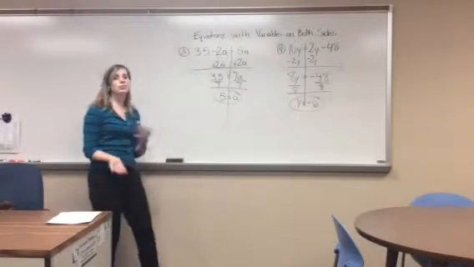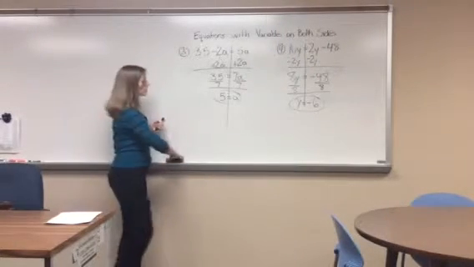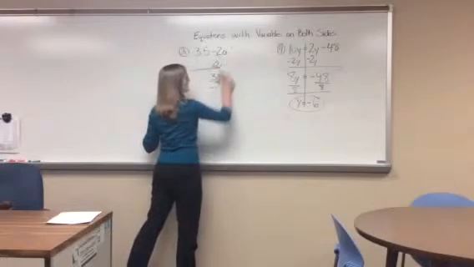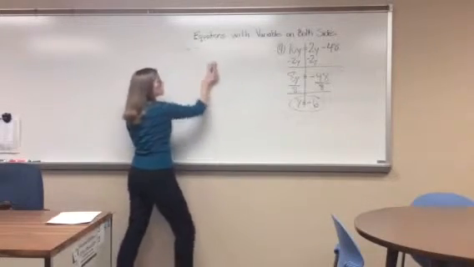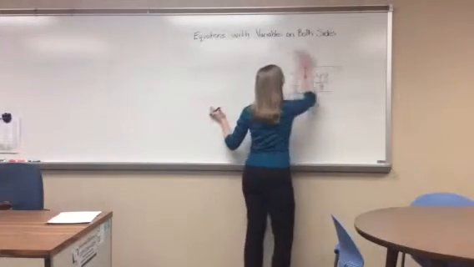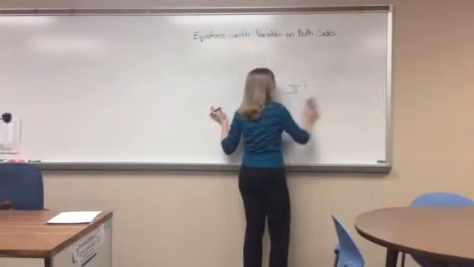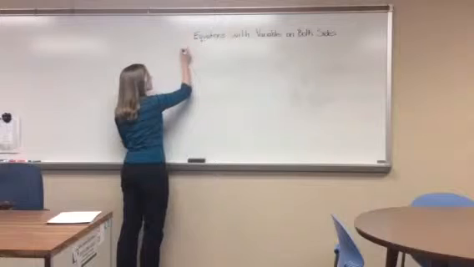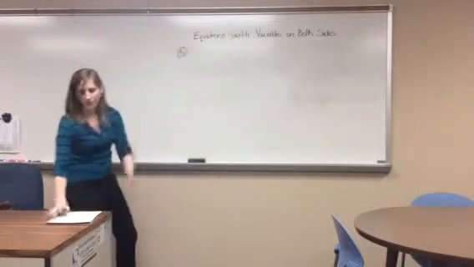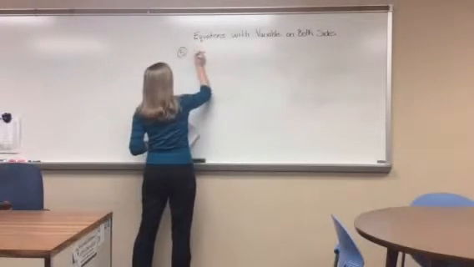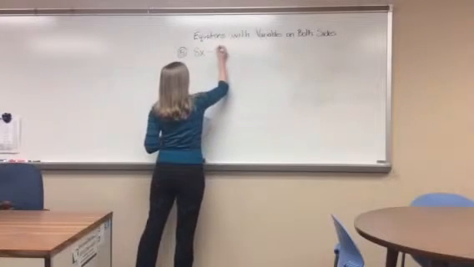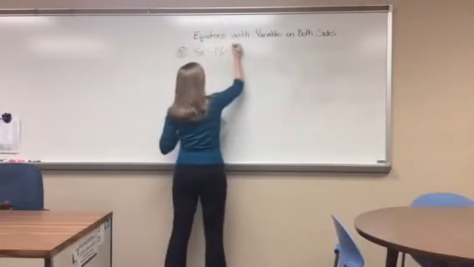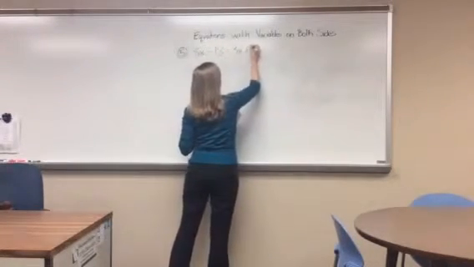We are going to do the next two problems together. Taking a look at numbers 5 and 6, you will notice that these two problems are a little bit different from the ones that we just worked on together. So if we take a look at number 5, we have 8x minus 18 equals 3x plus 22.